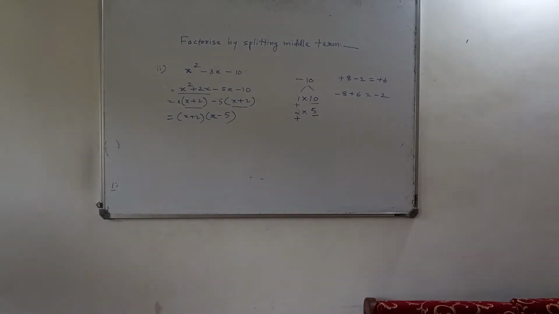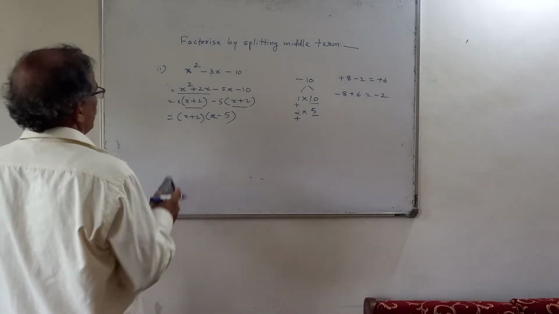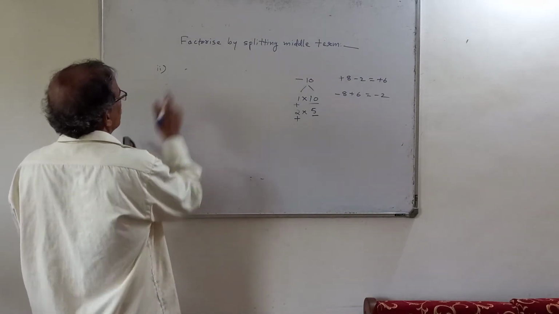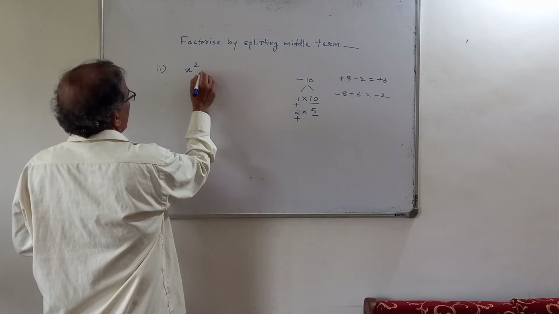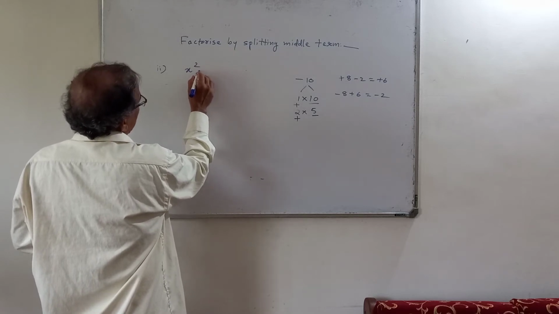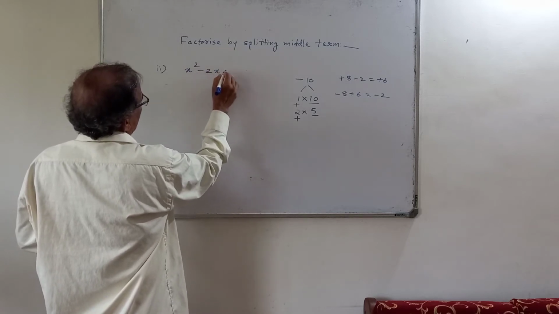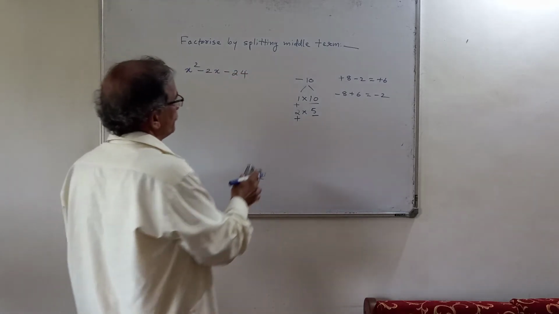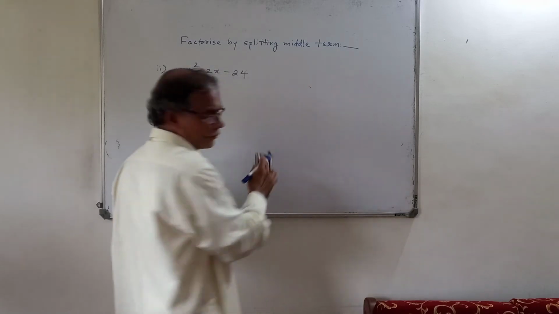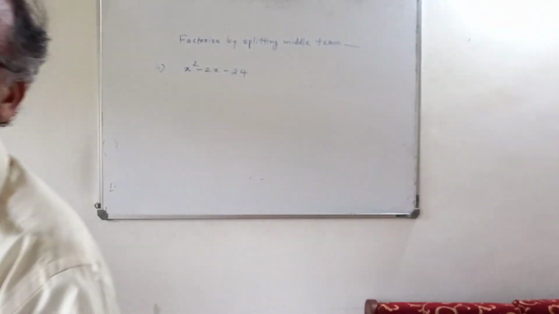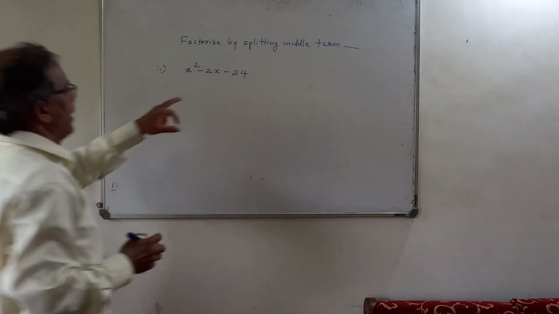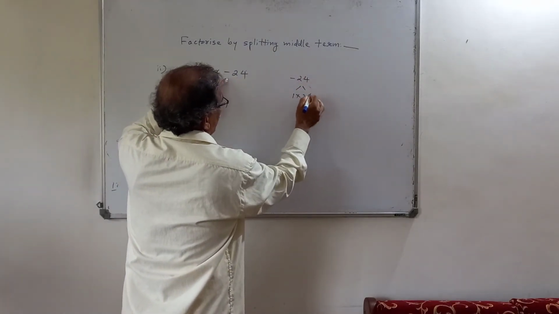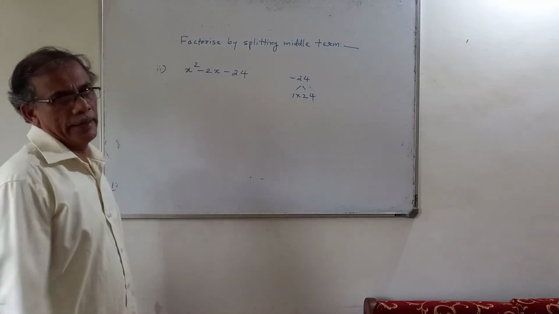Okay. I shall give you one more example now. X square minus 2x minus 24. Now what should be the product? The last term is minus 24. So the first pair is 1 into 24. Now we have to attach the sign.